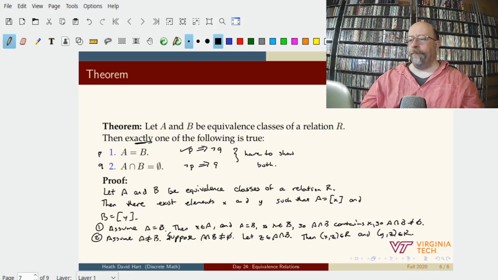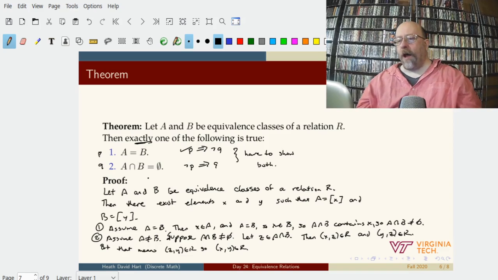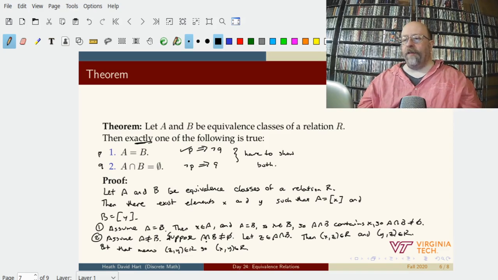But that's a problem, because that means that Z comma Y is in the relation, because the relation is symmetric, and so X comma Y is in the relation. And if X comma Y is in the relation, what that means is that the things that relate to X, which are in A, are also the things that relate to Y, which are the things in B.